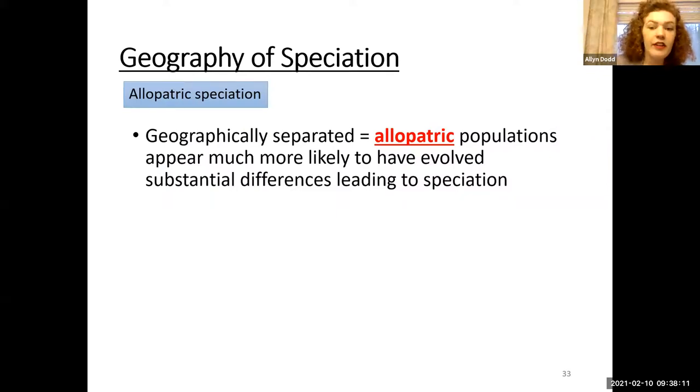Okay, so this gives rise to what we call allopatric speciation. We talked about sympatric speciation, which we're going to talk about a little more in a minute, where speciation occurs where organisms overlap, where they live in the same place. Allopatric speciation is what occurs when populations are geographically separated. And those separated populations are more likely to evolve substantial differences leading to speciation because they're in different habitats, so they're responding to often very different selection pressures. And I mentioned Ernst Mayr, I think in the last lecture. He's mentioned throughout this chapter in your book because he is one of the people who really developed this theory.